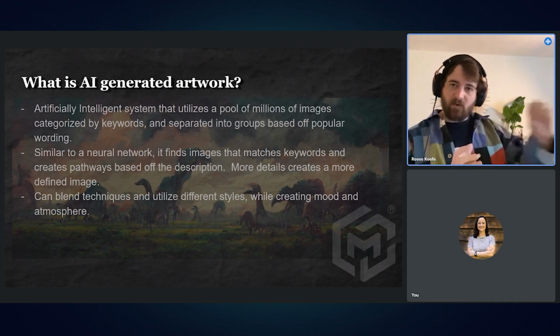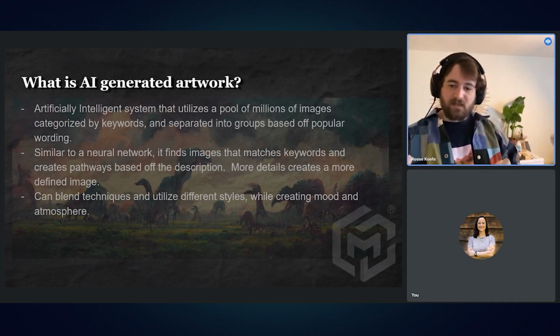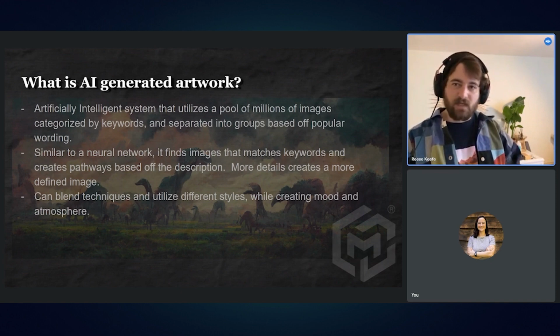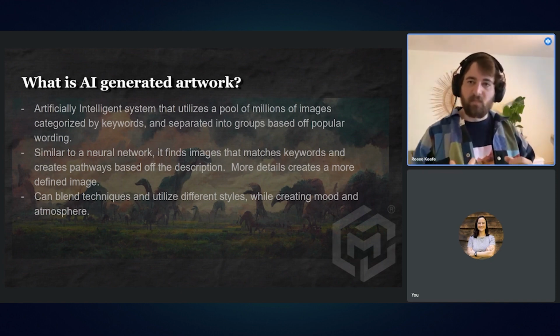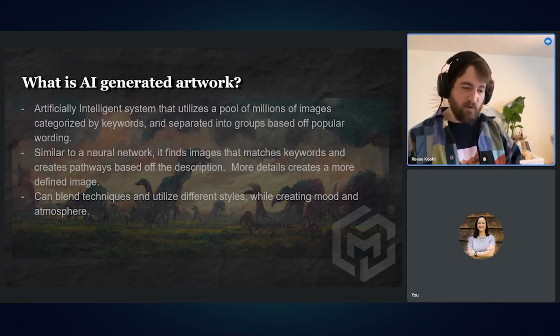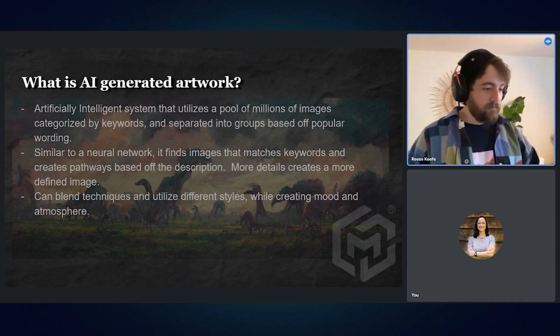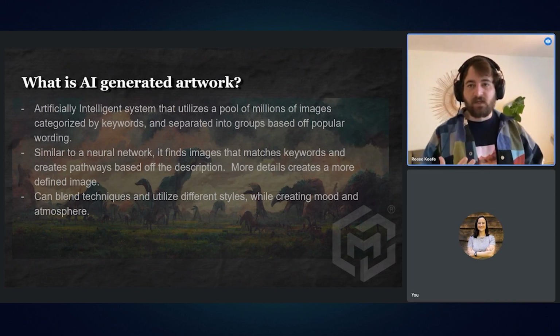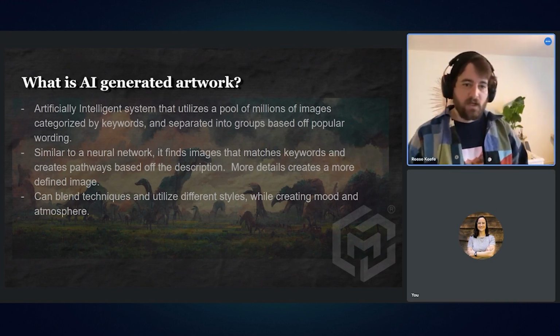And what it does is it branches to these images that have these keywords, and the more popular the image, the more abundant it is, it'll reference those, and it creates an image gathering all these little points, these neurons. More details in the wording, of course, creates a more detailed image.